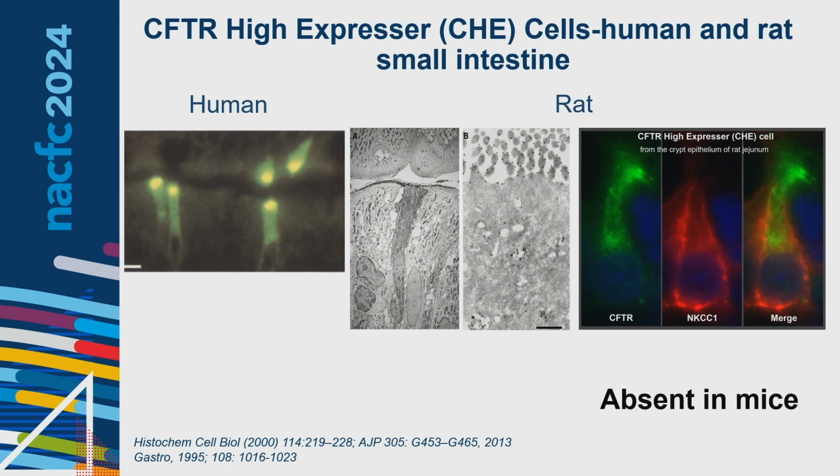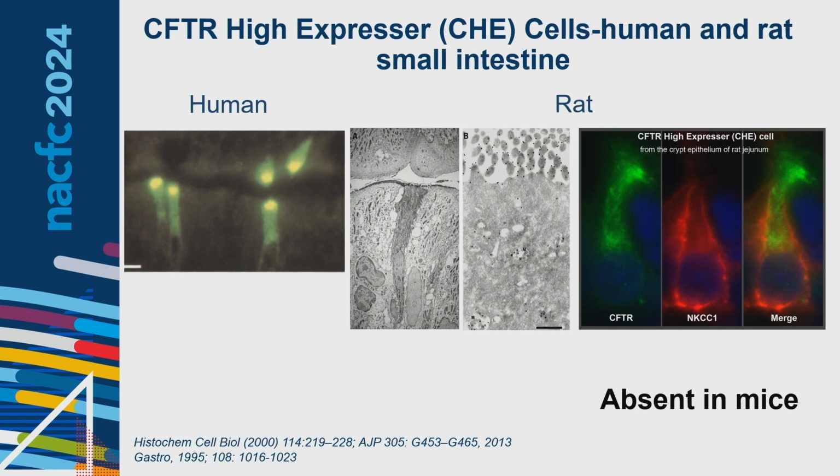In the early 90s, around the same time that John identified the pulmonary ionocytes, I identified cells in the proximal small intestine, both in human and in the rat, first by immunofluorescence. And these cells, as you can see on the left, have very high levels of CFTR protein in the apical domain, but also in the cytoplasm.